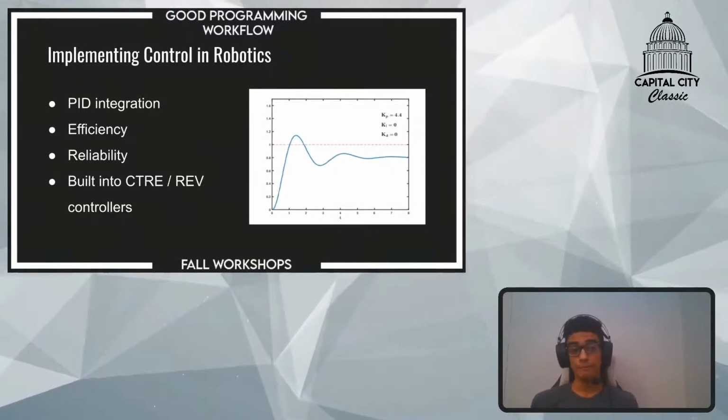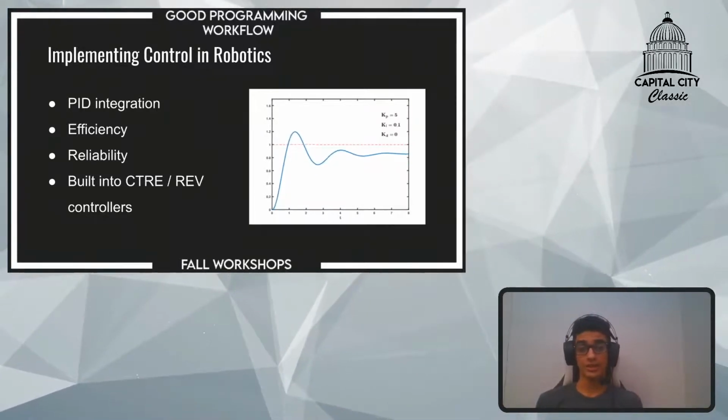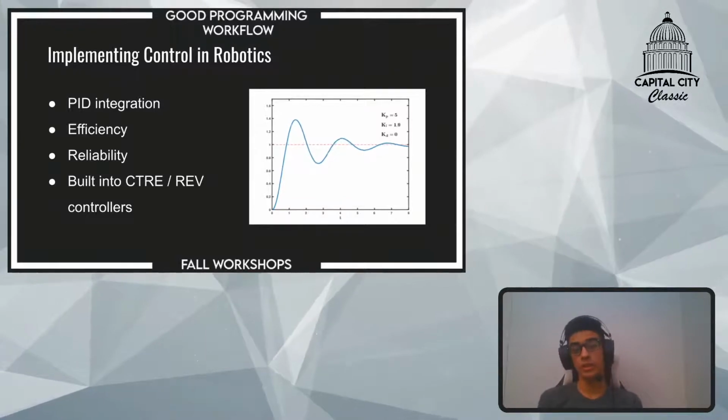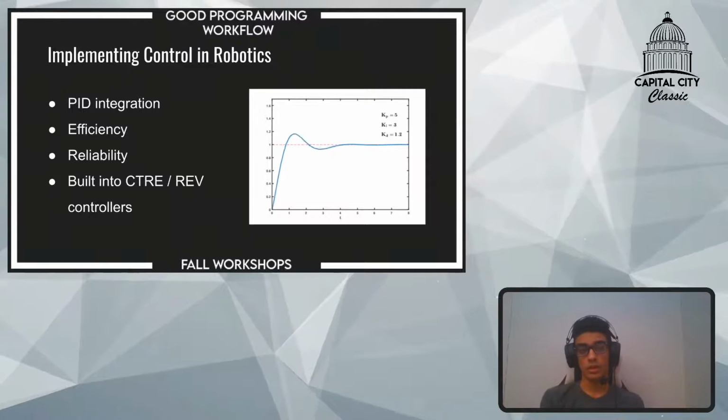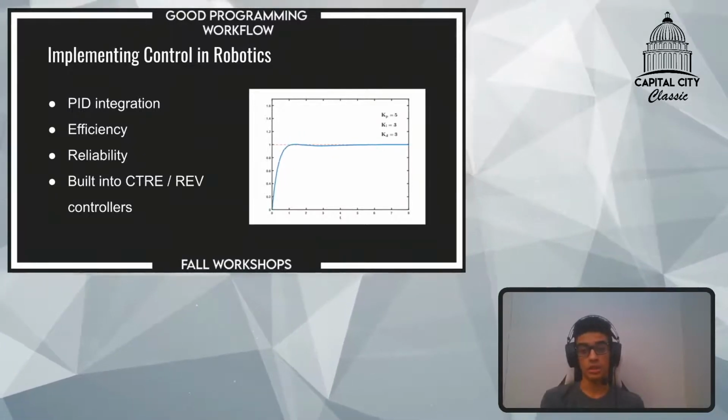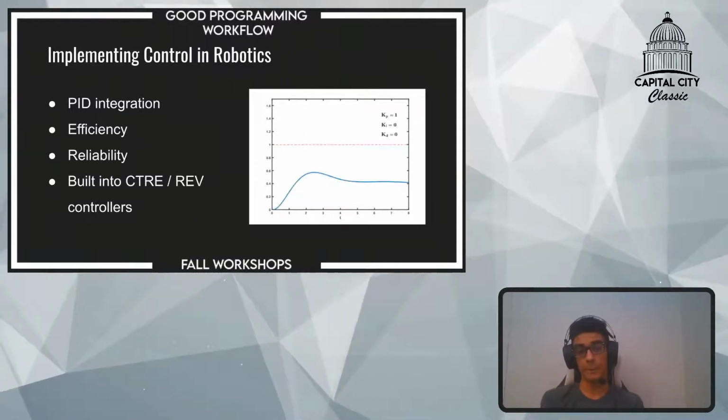Another thing about PID, especially in FRC, is that the CTRE and REV controllers have them built in with methods that you can use in your code. So if you don't want to have your own implementation, you could just use the ones that are built into CTRE and REV.